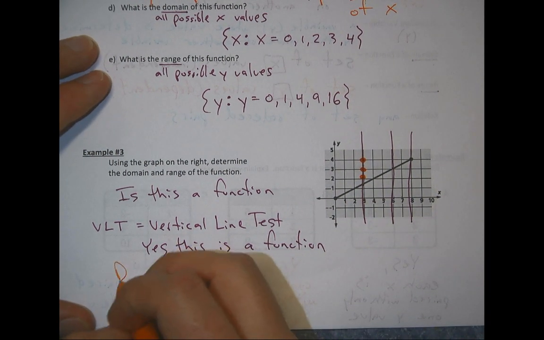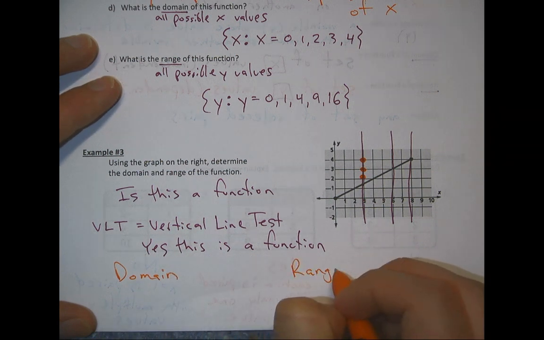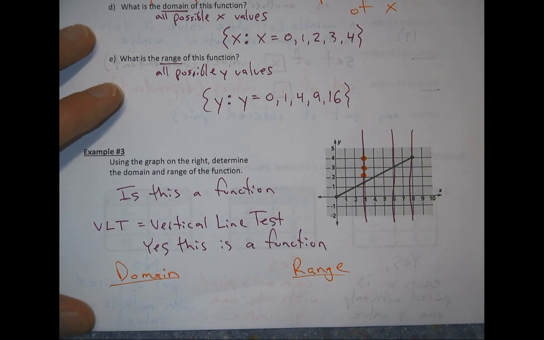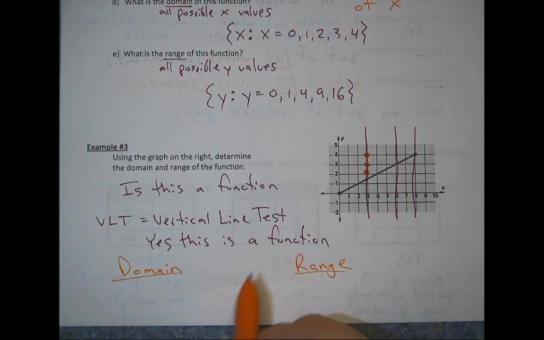So now let's answer the question. They want the domain and they want the range. So this time we're going to write them, instead of listing every single one, we're going to say the domain is between these two numbers and the range is between these two numbers.